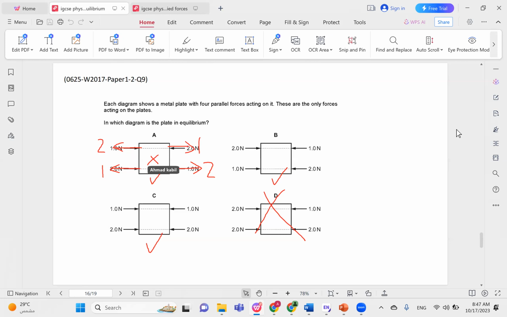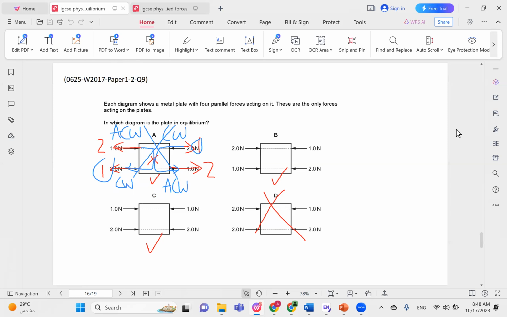Now, which of these are clockwise and which of these are anti-clockwise? If we join to the center, we see that this one is going to rotate anti-clockwise. If we join this one to the center, this is obviously clockwise. If we join here to the center, again, this is anti-clockwise. If we join here to the center, this is clockwise. So the ones are rotating us clockwise and the twos are rotating us anti-clockwise. The anti-clockwise moment will be much greater than the clockwise moment, and this is going to be incorrect as well.